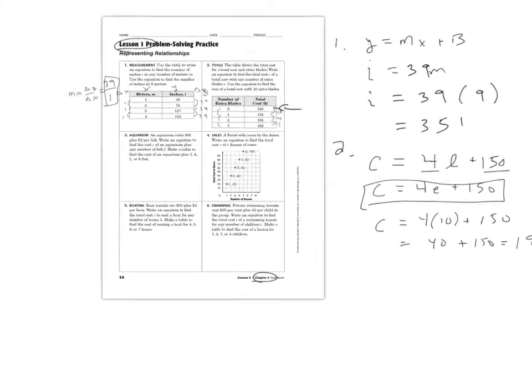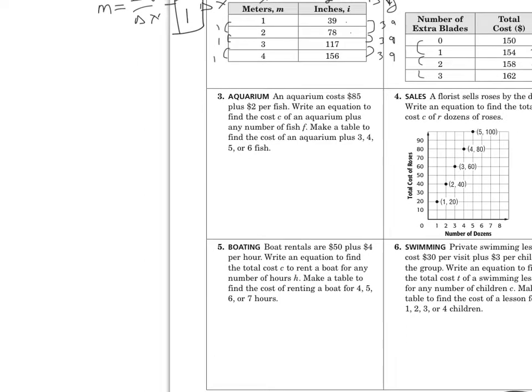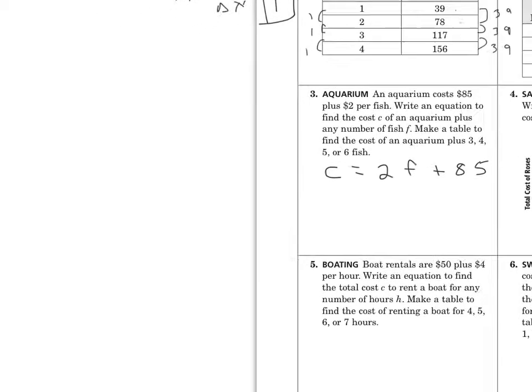Problem number 3. It says an aquarium costs $85 plus $2 per fish. So our cost, C, is going to equal the $2 per fish plus the $85, the cost of the aquarium. The next thing it asks us to do after writing the equation is to make a table to find the cost of an aquarium plus 3, 4, 5, or 6 fish. So that means we're going to have to make our own table.